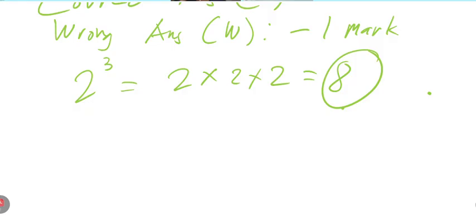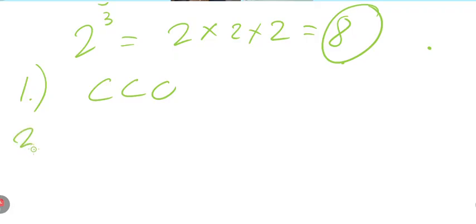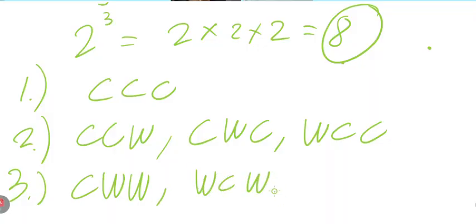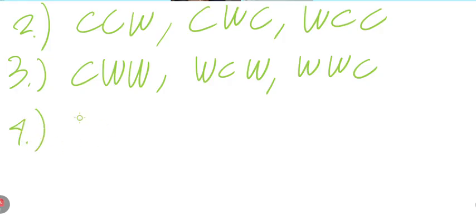Now let's write out the sample space. For the first one, we have C, C, C, all correct. Next, for the second group, we have C, C, W, then C, W, C, and W, C, C. For the third group, we have C, W, W, W, C, W, and W, W, C. And for the last one, number 8, we have W, W, W. So those are the 8 outcomes.